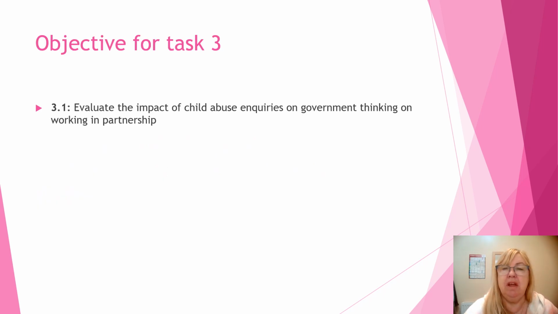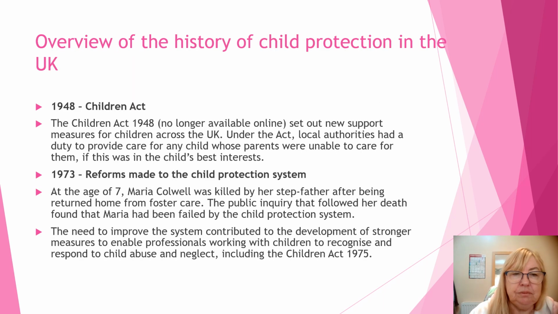So the objective is, this one's actually part of task 3. So remember that, don't stick them together. This is part of task 3.1: evaluate the impact of child abuse inquiries on government thinking on working in partnership. So we're going to look at some of the highlights. They're not really highlights, they're lowlights really, unfortunately. We're going to look at the child abuse issues that really sparked government thinking changes or onward change. And we're focusing particularly on the UK, mainly England.